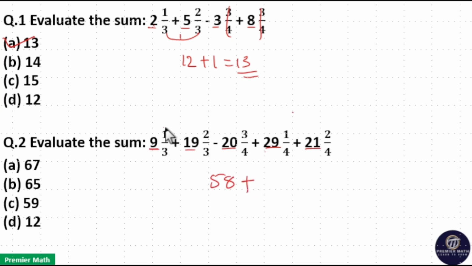Now add the fractions. 1 by 3 plus 2 by 3 is equal to 1, and here 1 by 4 plus 2 by 4 is equal to 3 by 4. So 3 by 4 and minus 3 by 4 cancel. This is minus 3 by 4. So here your answer is equal to 59. Option C is your answer. Here always be careful about the signs. In between you have a negative sign here.